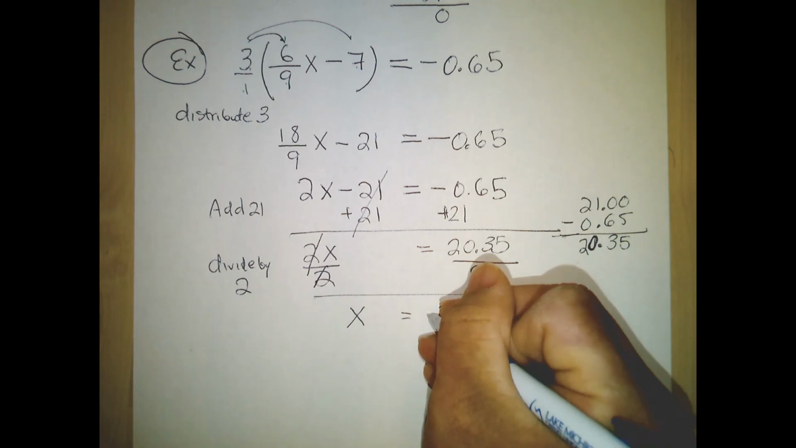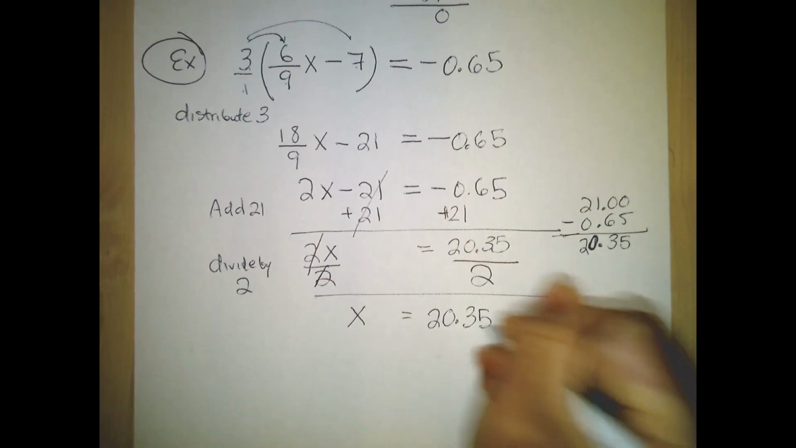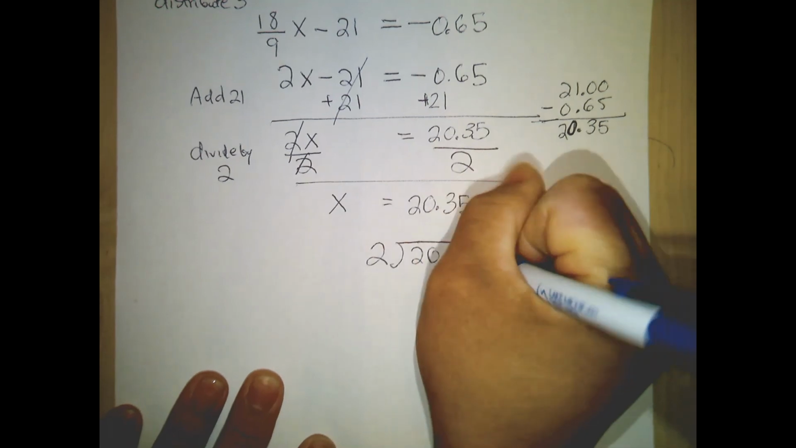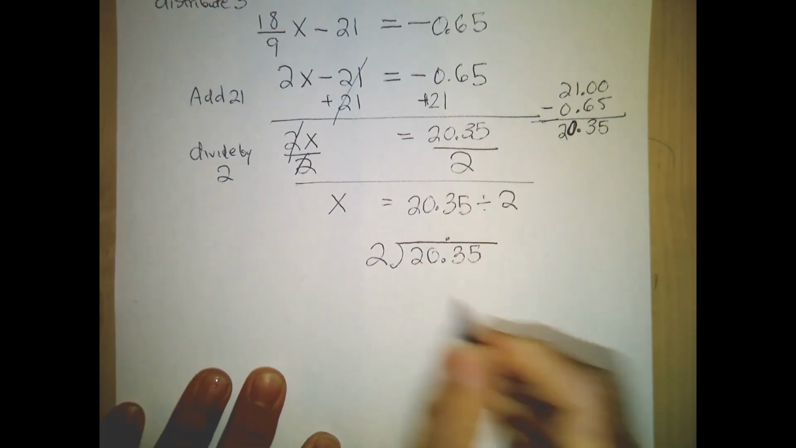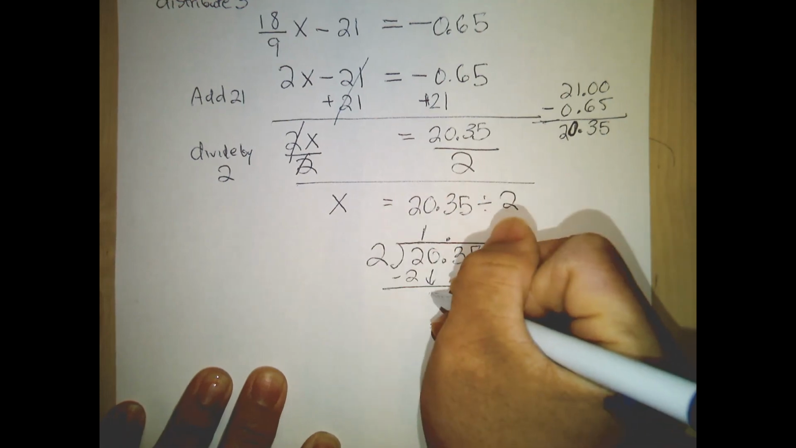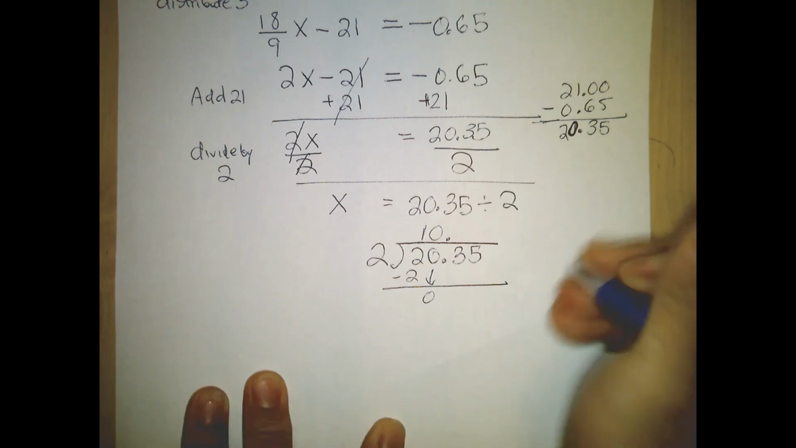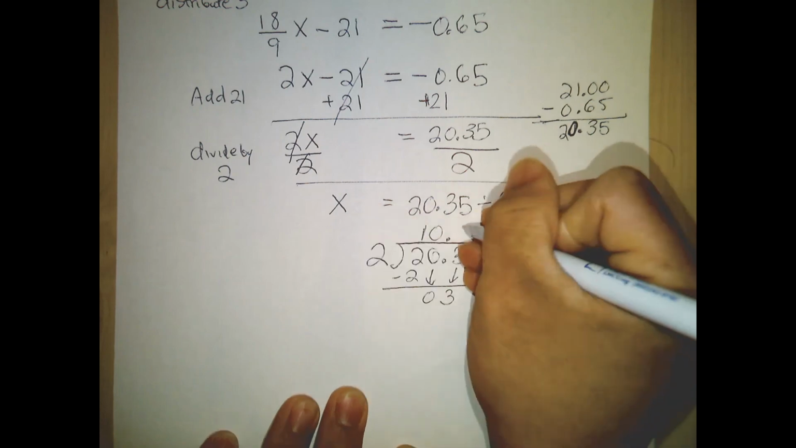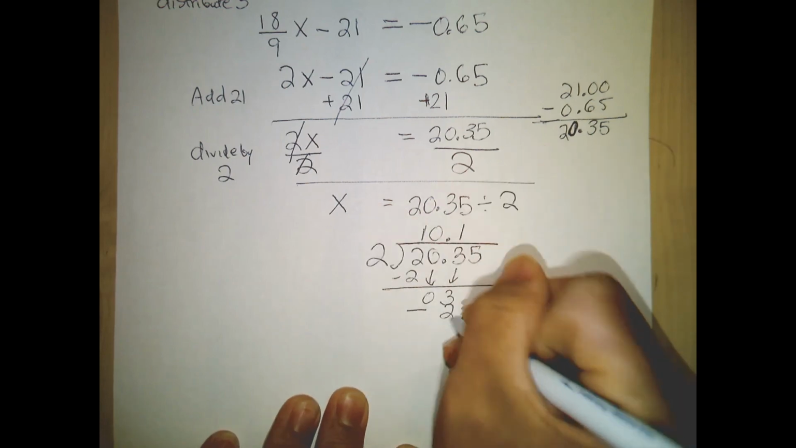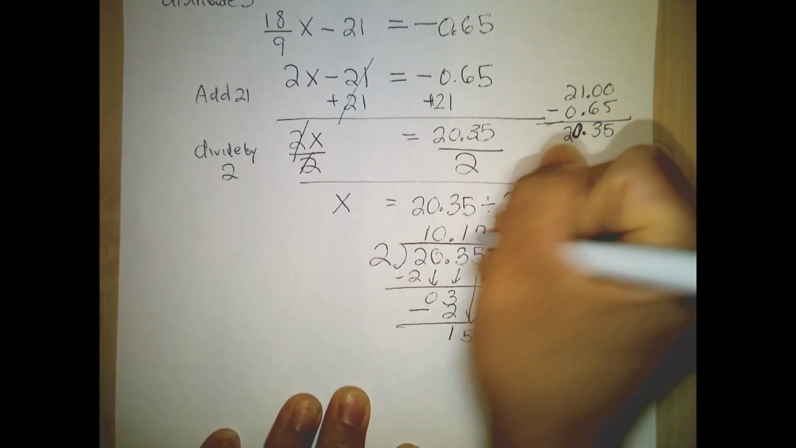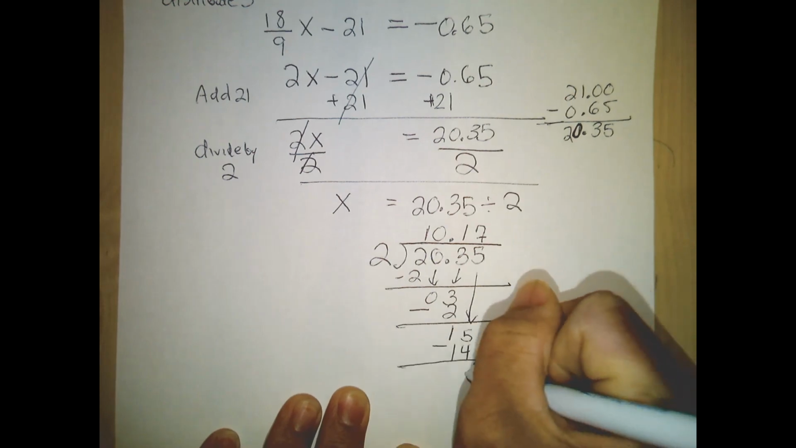Now we have x is 20.35 divided by 2. So how many times does 2 go into 20.35? Well, let's line up the decimal point. So 2 goes into 2 one time, minus 2 is 0. So bring down the 0. So that's 0 times. And then bring down the 3. So now 2 goes into 3 one time. 1 times 2 is 2. So 3 minus 2 is 1. Bring down the 5. 2 goes into 15 7 times. 7 times 2 is 14. 15 minus 14 is 1.